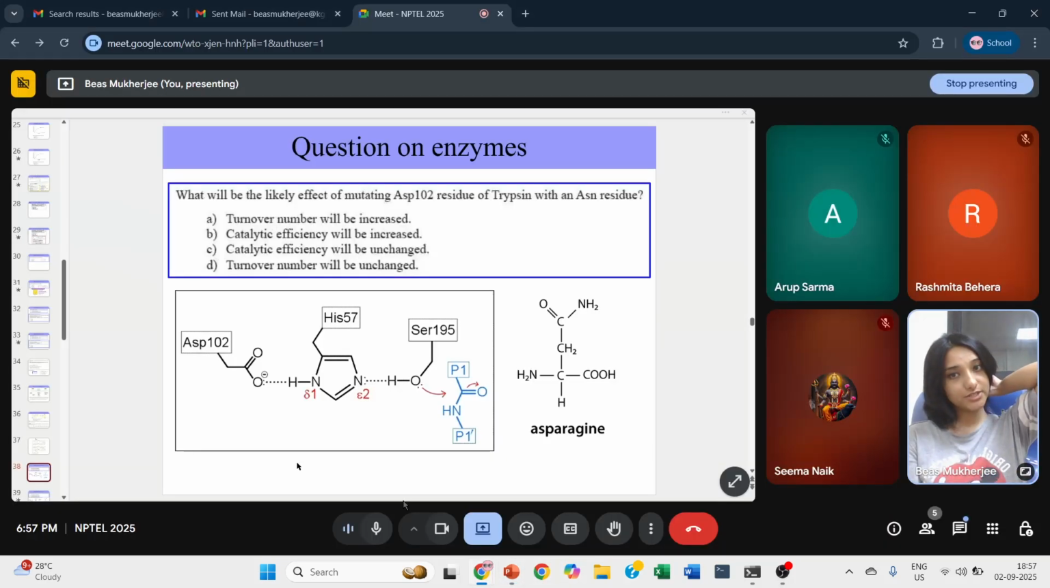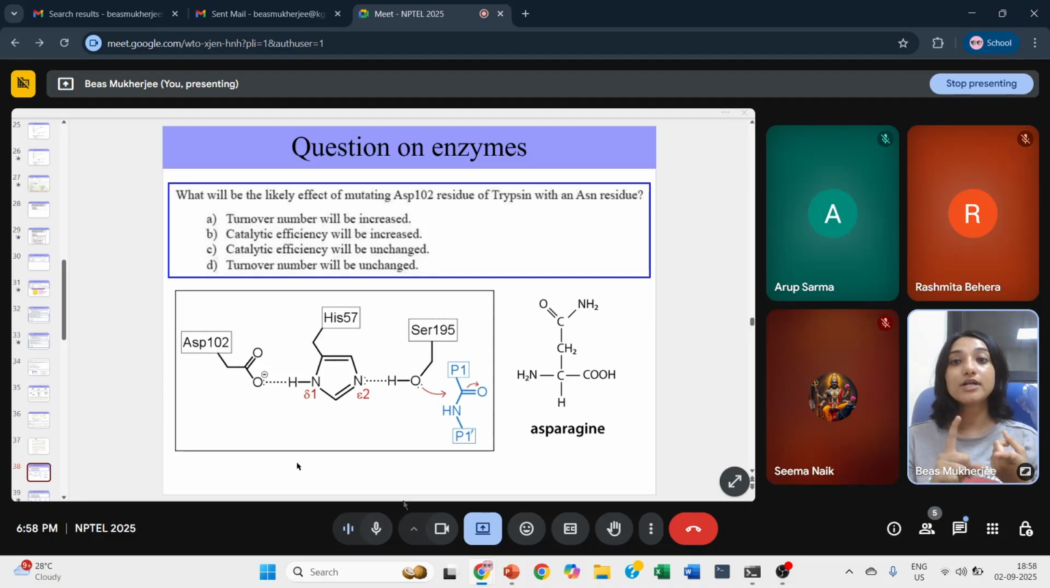Okay. There's a question, and in this question they are asking you about trypsin. So what will likely affect mutating aspartate residue in the catalytic triad of trypsin to asparagine? Now what is the difference between aspartate and asparagine? Now aspartic acid has this side chain carboxylic group, right? But asparagine has a CONH2 group. So this OH is now changed to NH2 group. So how is it going to affect the activity of this trypsin?